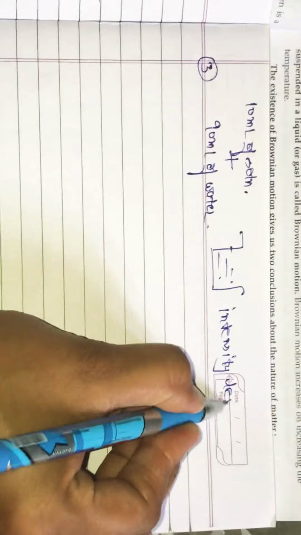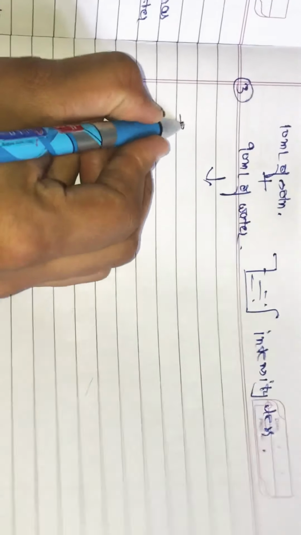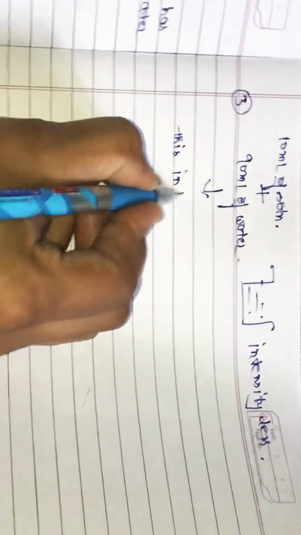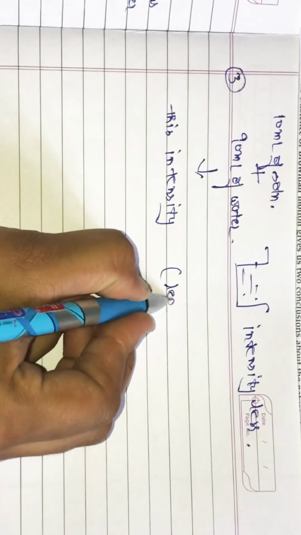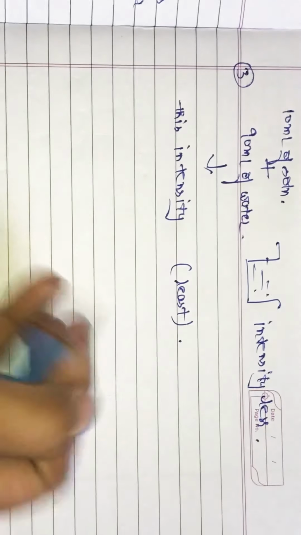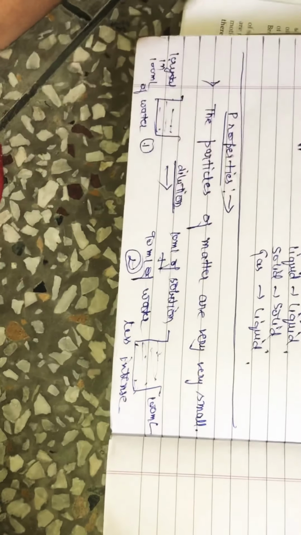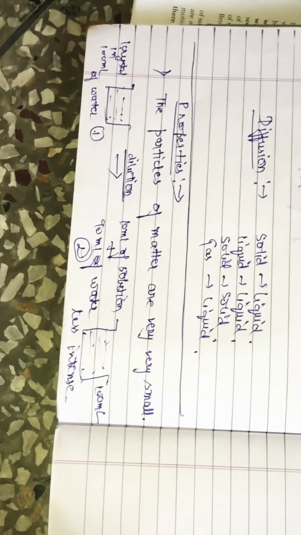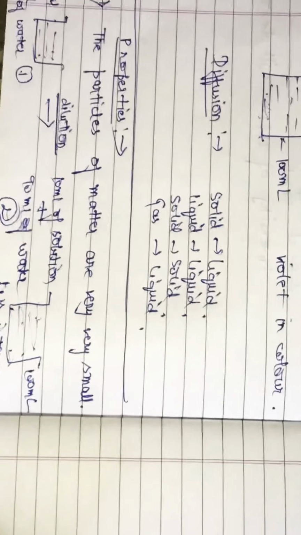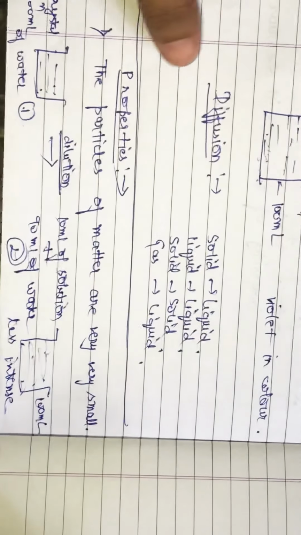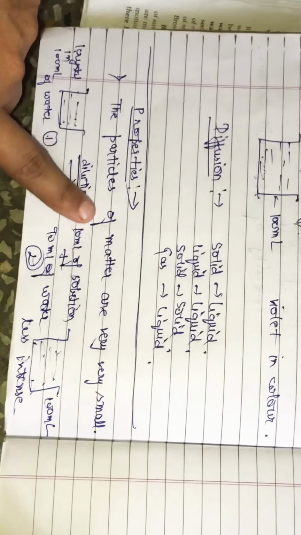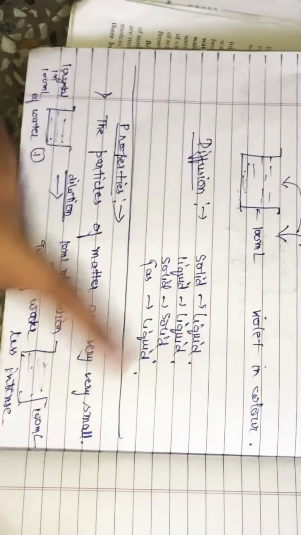So we will keep on diluting this until the intensity becomes the least. Okay, so it will be least in the last case, which shows that this particle of matter has the ability to divide itself further and further until it becomes smallest in size. So we can conclude here that particles of matter are very small in nature.